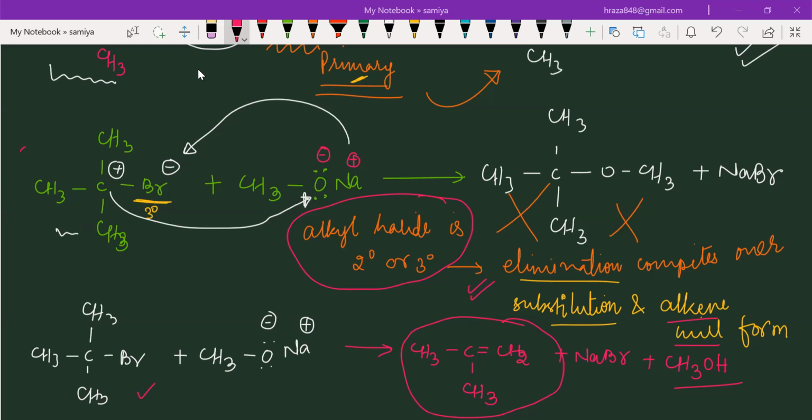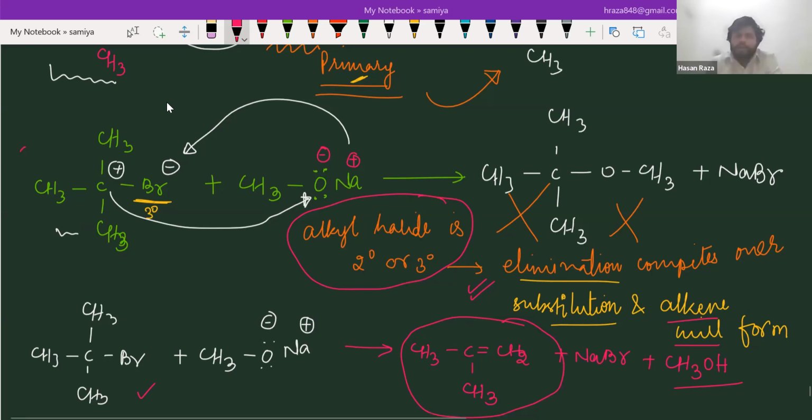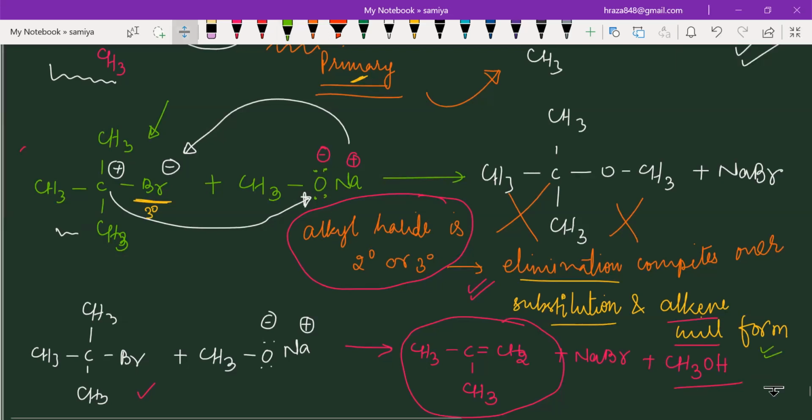So always remember, Madhya, that whenever tertiary alkyl or secondary alkyl will be reacting with sodium alkoxide, then elimination will compete over substitution and your alkene will be formed. Madhya, can I change the slide? Yes, sir, you can.